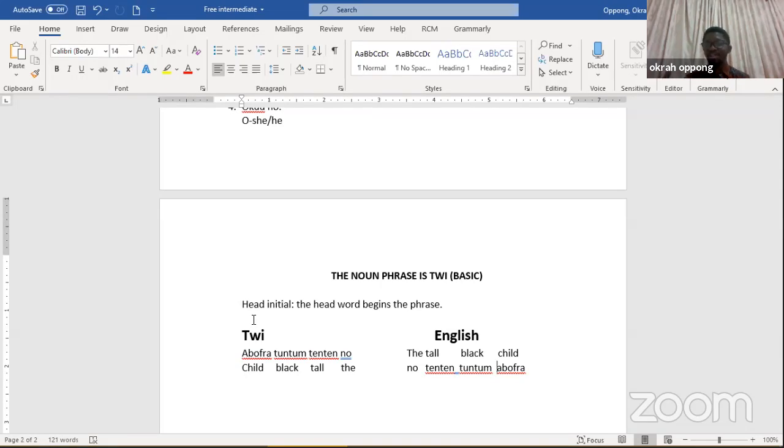But in Twi, that same structure, the most important element is mentioned first. So in Twi, our conceptualization is that you mention the most important word first, then you build on it and try to describe it. So in Twi, we'll say abofra tuntum. We've mentioned the element that we want to talk about, then we describe it. So tuntum means black. Tintin is also an adjective which means tall, and no is the definite article which means the.